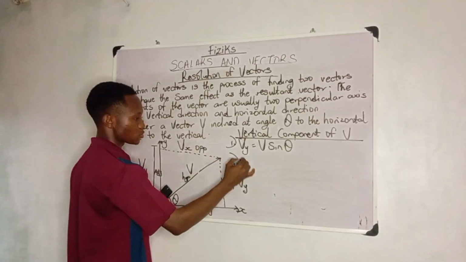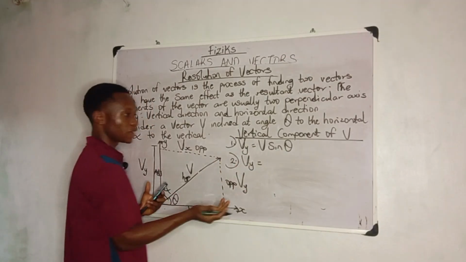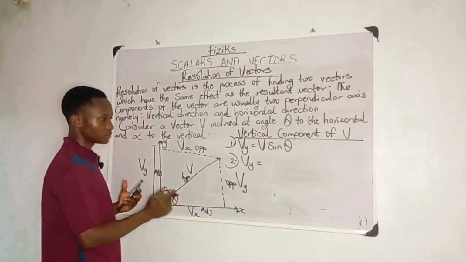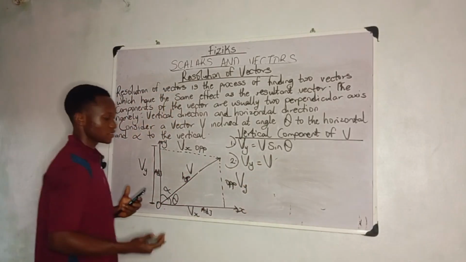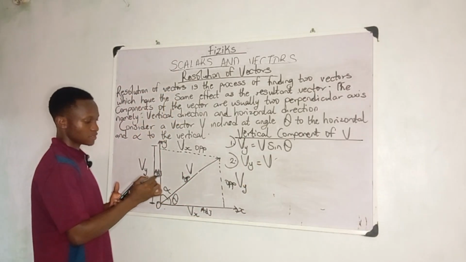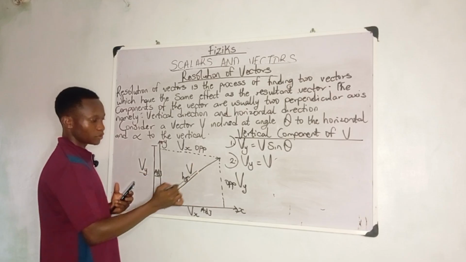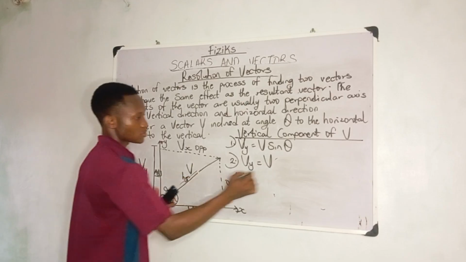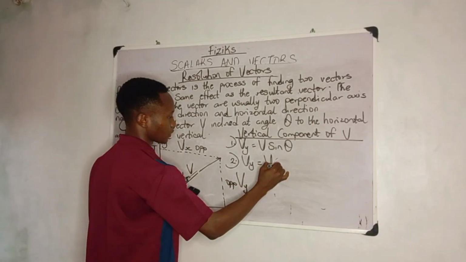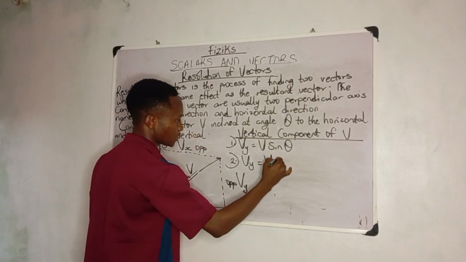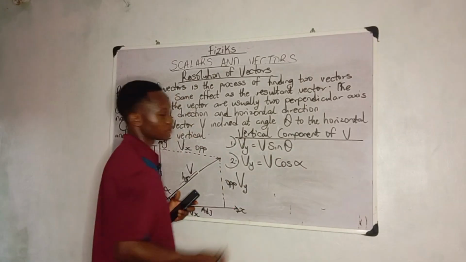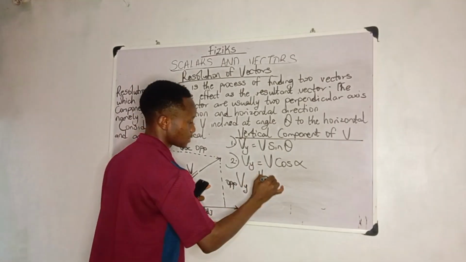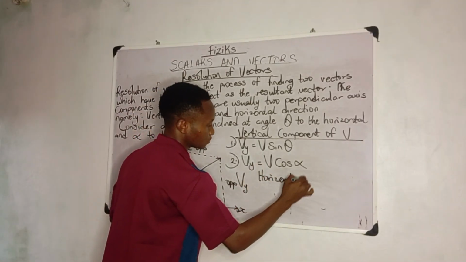So I can write number 2, Vy. Another way I can get Vy is by saying V sine, is this sine or cos? It's meant to be cos. Why? Adjacent Vy and your hypotenuse, which is letter V. It's going to be V cos what? Alpha.